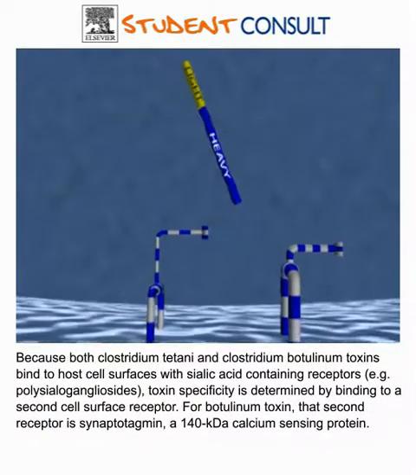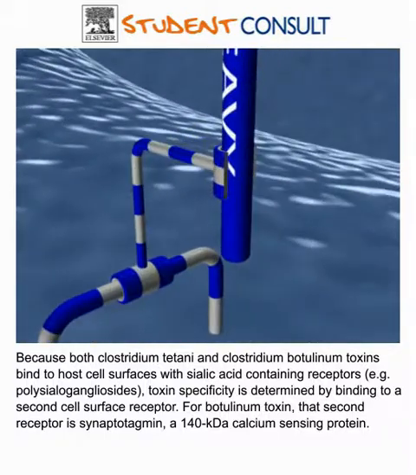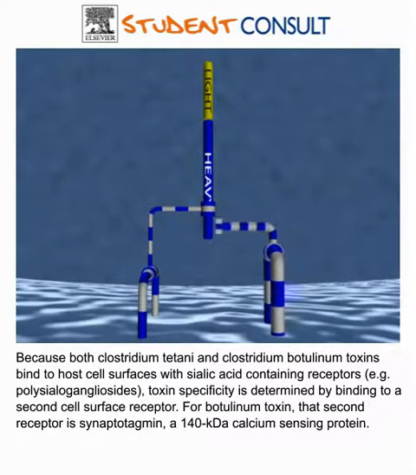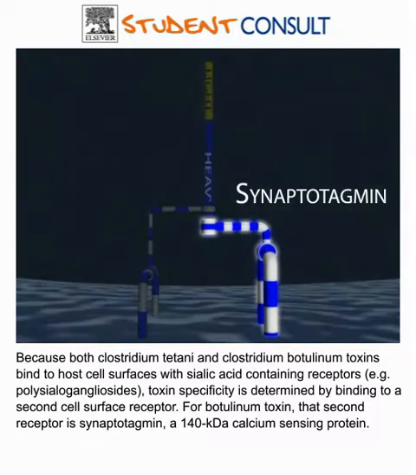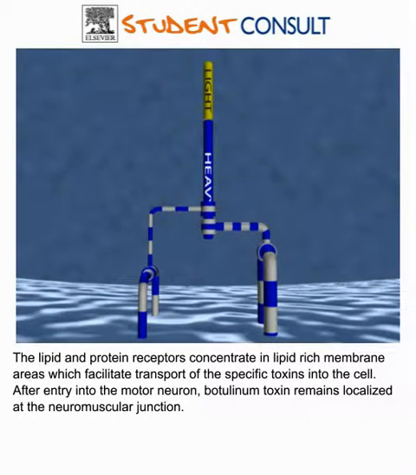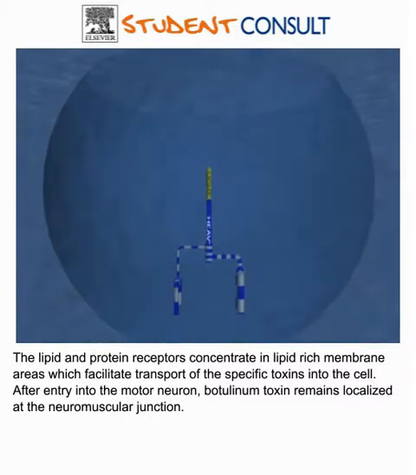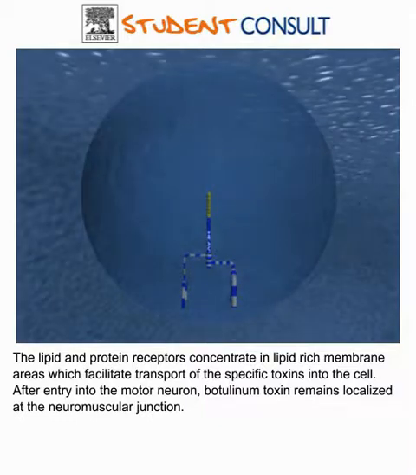Because both Clostridium tetani and Clostridium botulinum toxins bind to host cell surfaces with sialic acid containing receptors, toxin specificity is determined by binding to a second cell surface receptor. For botulinum toxin, that second receptor is synaptotagmin, a 140 kilodalton calcium-sensing protein. The lipid and protein receptors concentrate in lipid-rich membrane areas, which facilitate transport of the specific toxins into the cell. After entry into the motor neuron, botulinum toxin remains localized at the neuromuscular junction.